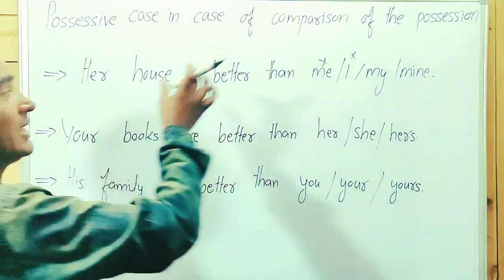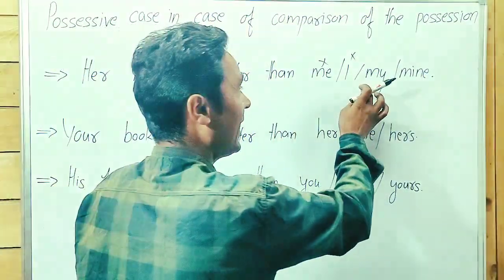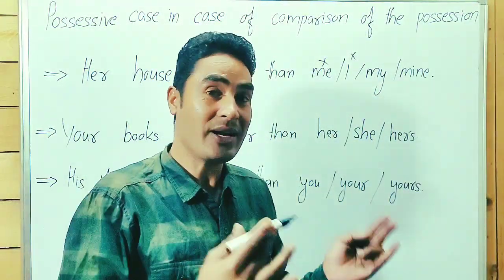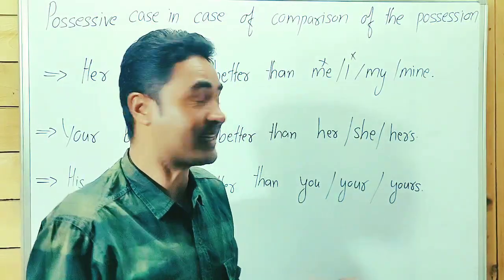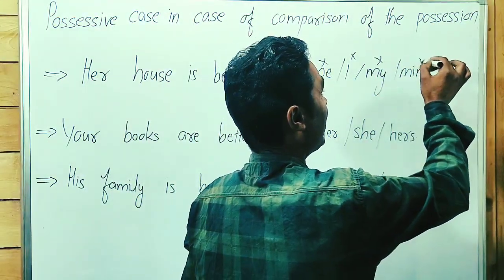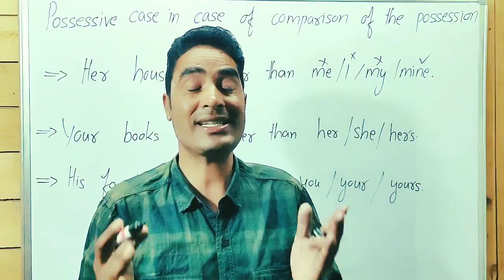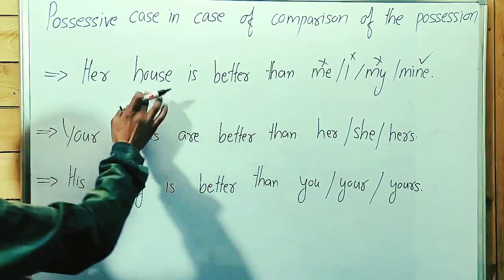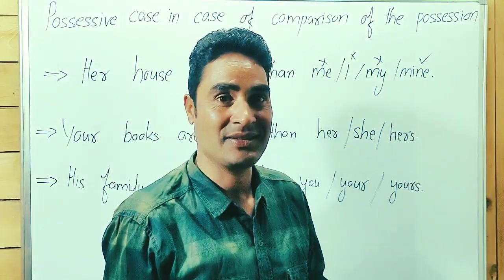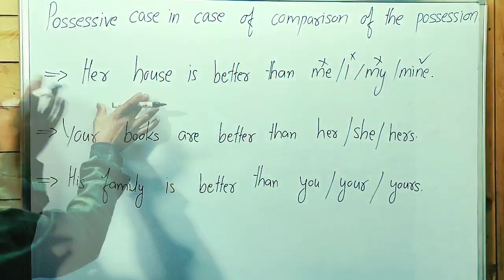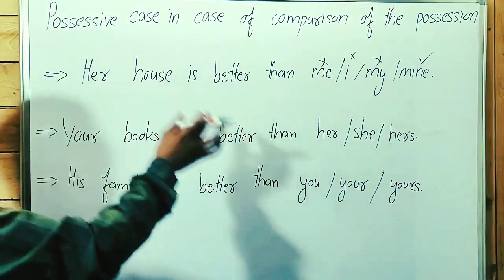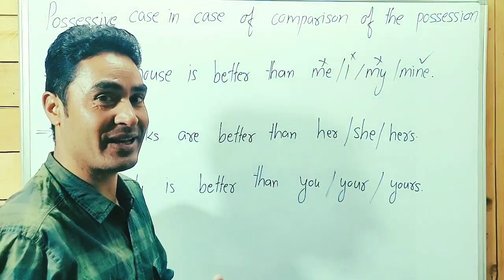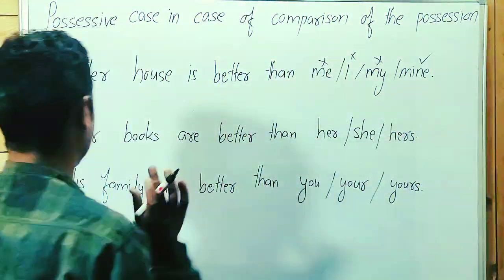Her house is better than my, as you know, is a possessive adjective. Now we need mine. Mine is a possessive pronoun over here. Her house is better than mine. Here we are comparing possession. Her house is better than mine. Possessive case in case of possession.